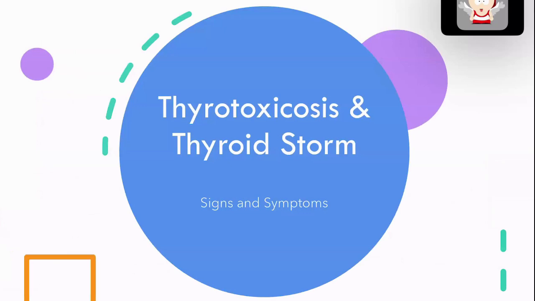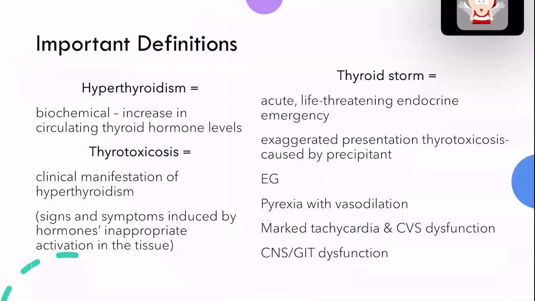So we will now be speaking about the actual manifestations of these deranged hormone presentations, and that's thyrotoxicosis and thyroid storm. So, important definitions, which are sometimes used interchangeably, but which are not interchangeable in fact. Hyperthyroidism refers to the biochemical diagnosis, which is an increase in circulating thyroid hormone levels, whereas thyrotoxicosis is the clinical manifestation thereof. So the signs and symptoms induced by the hormone's inappropriate activation in the tissue.